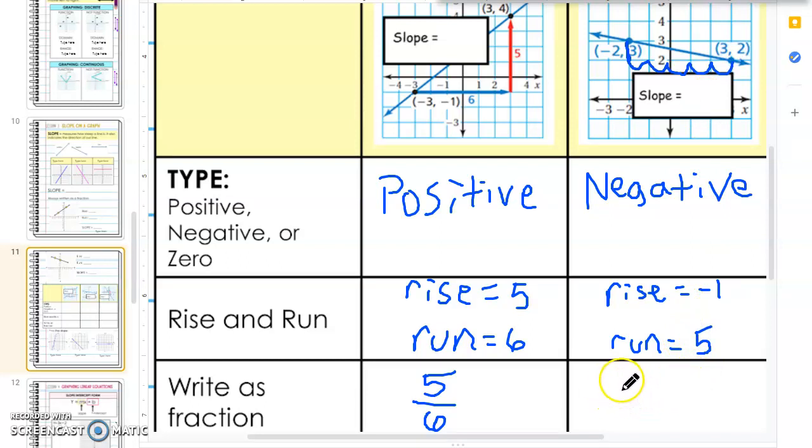So what is my slope? Well, my slope's always written as a fraction. It's always my rise, which was negative 1, over my run, which was 5. So my slope was negative 1 over 5.